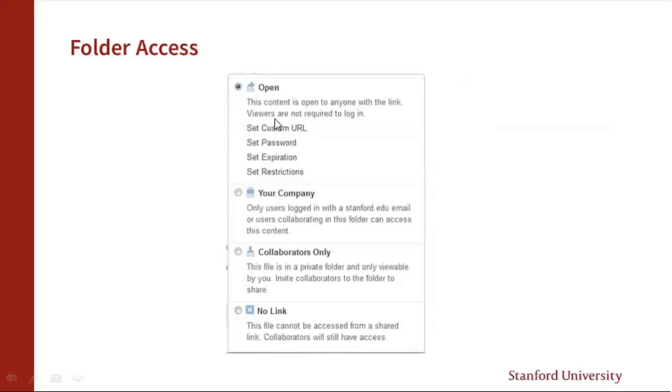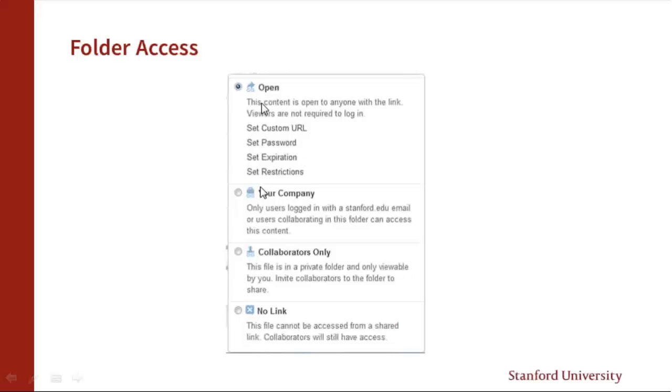So there's open, your company, collaborators, and no link. We'll go through it all. So open means anyone who has that link is going to have access to that folder. So you've got to be careful by choosing open, because if you have some files that are confidential or restricted, you don't want to make that link open, because you can give it to someone and they can email that to someone else, and then they'll be able to access it. Okay, that's what open means.